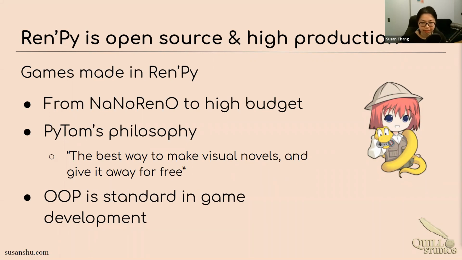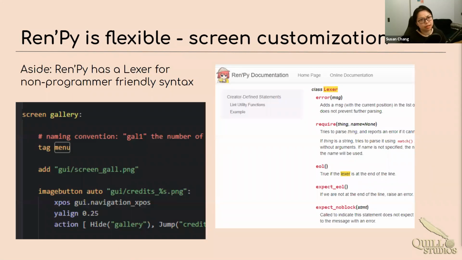And again, I want to mention that OOP is pretty standard in game development already. So let's say you're using another engine like Unreal Engine, which is C++, or Unity, which is based in C Sharp, then you would still be able to translate a lot of those design patterns into this engine.